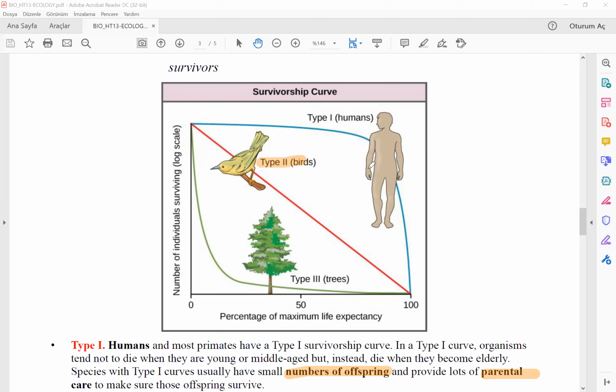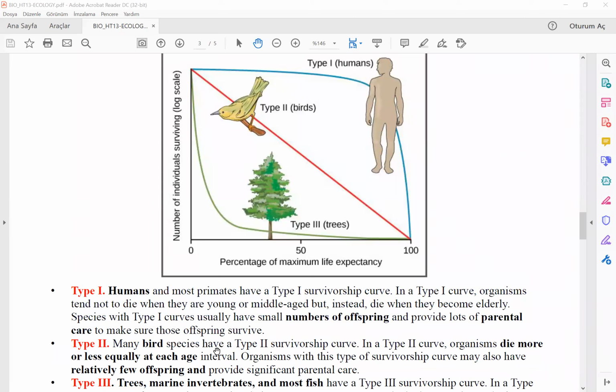But type 2 can be seen in some birds and reptiles. There is a constant death rate that occurs in all age groups. Many bird species have a type 2 survivorship curve, and in a type 2 curve, organisms die more or less equally at each age interval. An organism with this type of curve may also have relatively few offspring and provide significant parental care when we compare it to type 1.